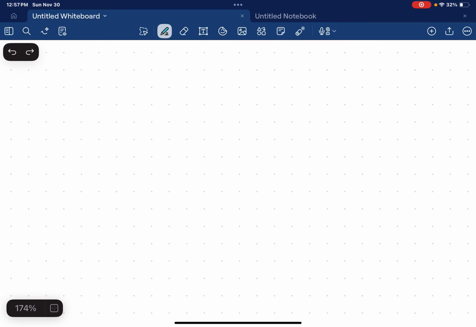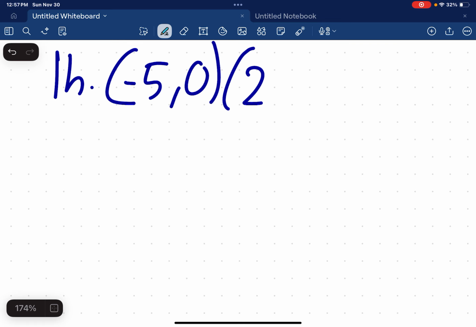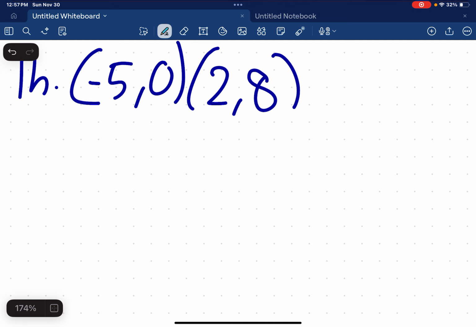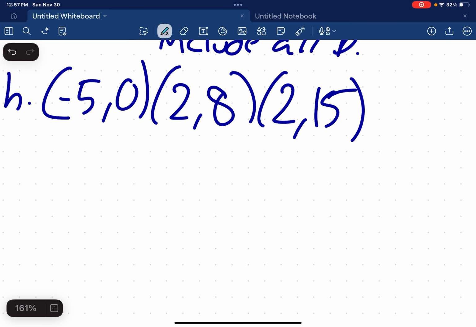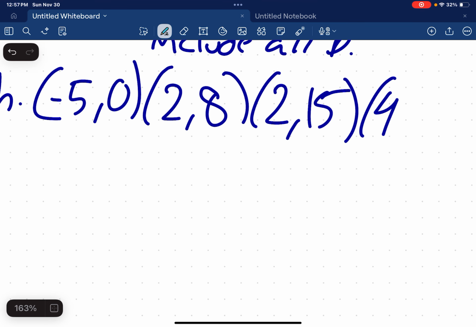Okay, on to the last one, 1H. It gives us negative 5, 0, 2, 8. But look at that, there's 2 arrows on the 8 saying that x equals 2 gives both 18 and 15. And as we know, that means it's not a function, so the answer is no.